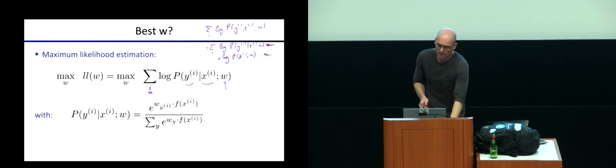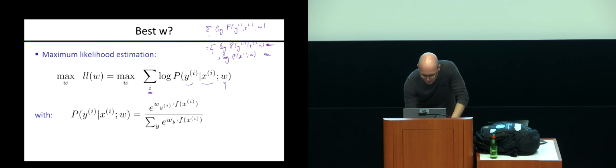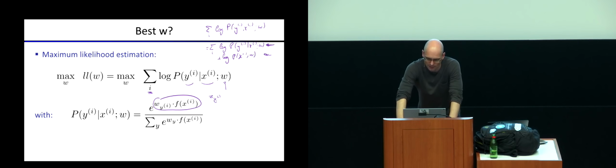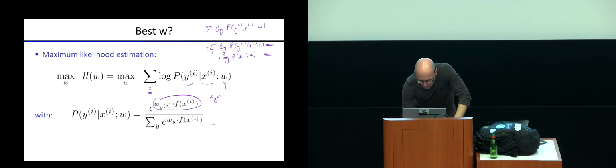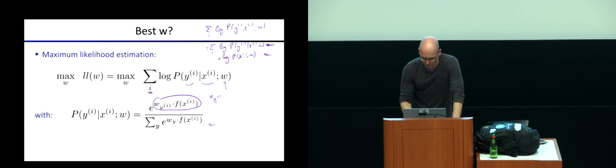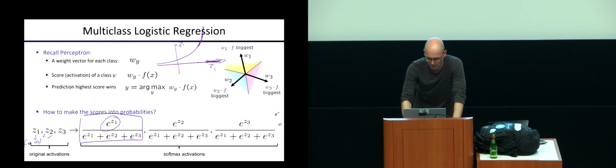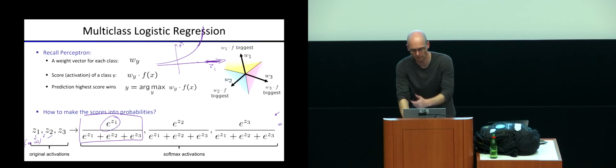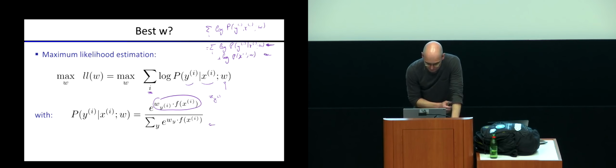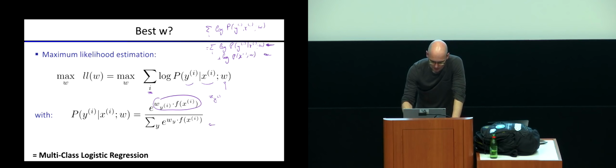Okay, what does it look like underneath? Well, this here is the activation Z for label Y for data point I. And here we sum over all other possible labels that we could have. So this is the softmax that we just saw on this slide over here. It's now just written out with the Z's as inner products of W's and features. So that's what we have here. Okay, so this is multi-class logistic regression.